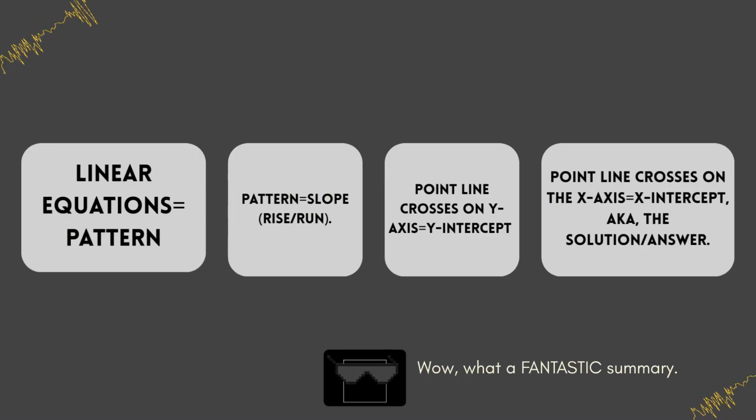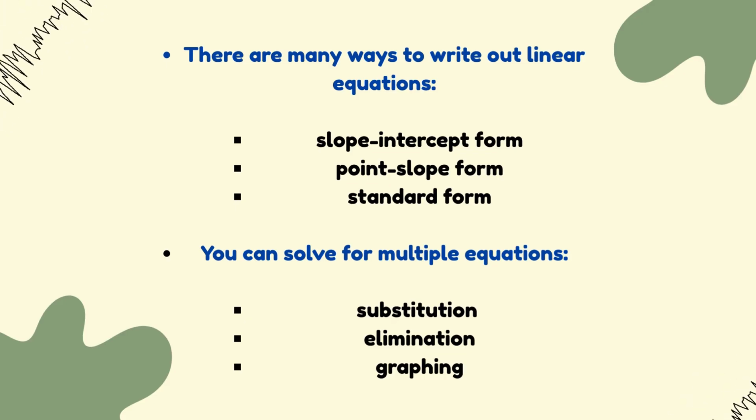Okay, to quickly recap, linear equations follow a pattern, an incline. That incline is the slope. The slope is rise over run. You can use the slope formula to find it too. The point the line crosses the y-axis is the y-intercept, the b in slope-intercept form. And the point it crosses the x-axis is the x-intercept. There are different forms of a linear equation: mx plus b, which is slope-intercept; y minus y1 equals m times x minus x1, which is point-slope; and ax plus by equals c, which is standard form. You can solve systems either by graphing or doing substitution or elimination, whichever you feel is best.